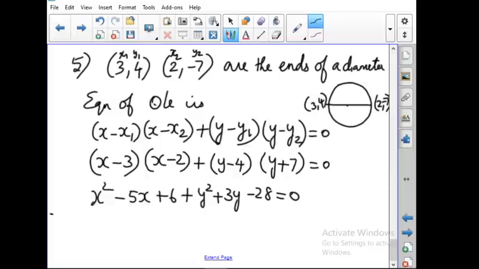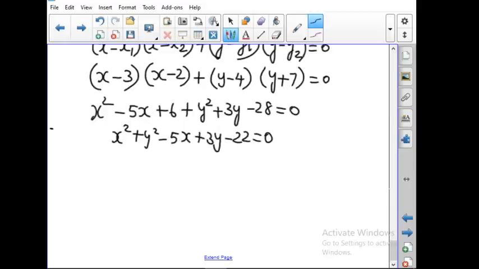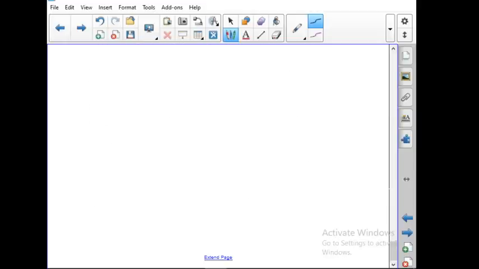Now write in the standard form, that is x square plus y square minus 5x plus 3y minus 22 equal to 0 is the required equation of the circle. Okay, so this problem is over. Now let us go with the next problem.